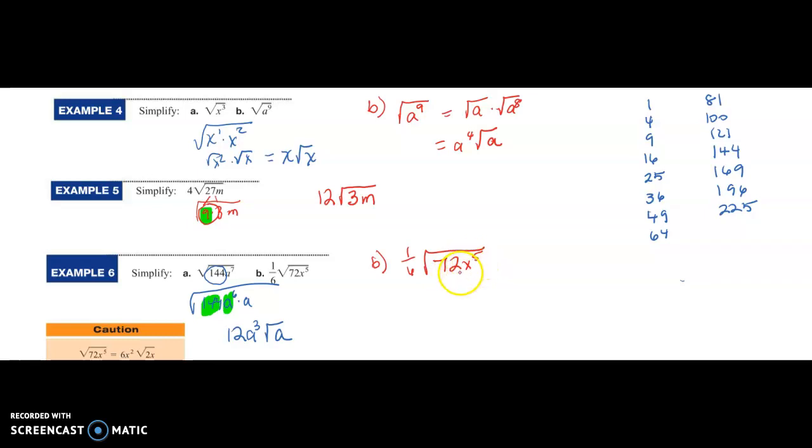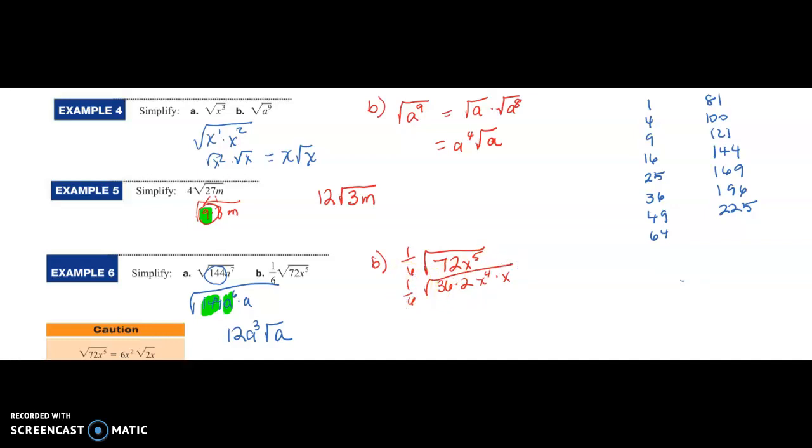So let's break it down so we can create some perfect numbers and leave 1 behind so we have an even number of x's. 72, and you may not know this yet, but you will as we keep doing this, is 36 times 2. So I'll just go ahead and tuck that in your memory. And then x to the 5th is x to the 4th times x. All of this is still in jail. And then I have a 1/6 sitting outside of jail.